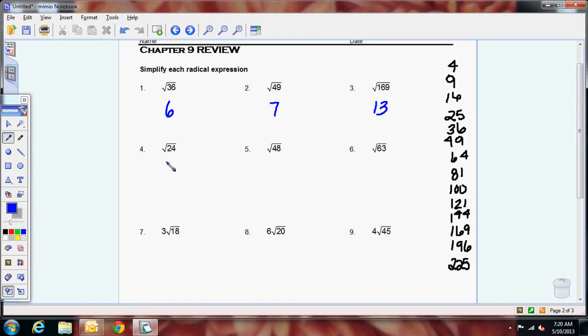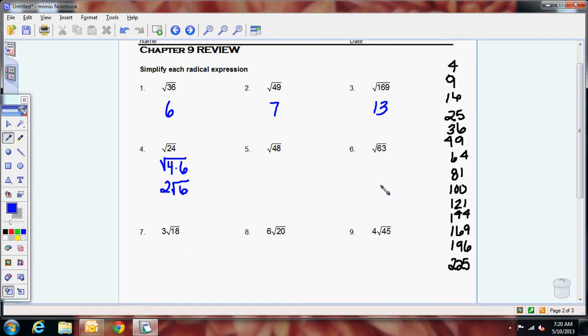And then we get to 24. So 24, unfortunately, isn't on our list. So I'm going to figure out what's the biggest perfect square I can divide into 24. I can test them all out. I would start at 16. 24 divided by 16 doesn't work. 24 divided by 9 doesn't work. But 24 divided by 4 does work. So 4 times 6 gives us 24. Square root of 4 is 2, and square root of 6 is a decimal, so I'm going to leave that in there.